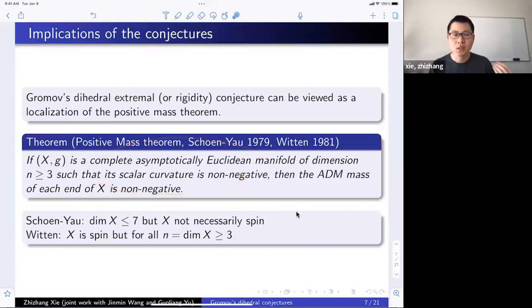So in that sense, this slightly more general version of Gromov's dihedral extremal or rigidity conjecture, you can view as a localization of the positive mass theorem, because the positive mass theorem in some sense happens at infinity. At least the consequence, this mass, happens at infinity, but Gromov's conjecture is about some compact region, which is more localized. But of course, how this localization is related to things at infinity is precisely the assumption that the scalar curvature is non-negative everywhere.